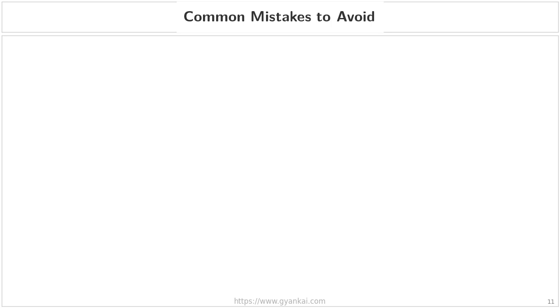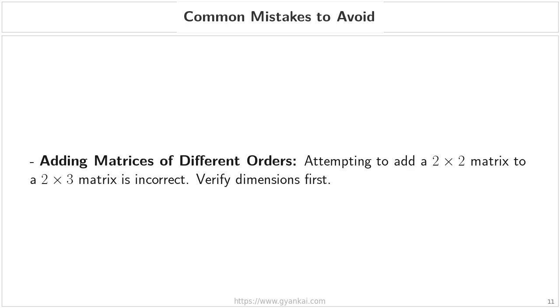Common mistakes to avoid. First, let's revisit the most important rule we discussed at the start, the order of the matrices. A frequent error is attempting to add matrices of different orders. For instance, trying to add a 2 by 2 matrix to a 2 by 3 matrix is mathematically incorrect and simply cannot be done. Always make it a habit to verify the dimensions first before you begin any calculations.